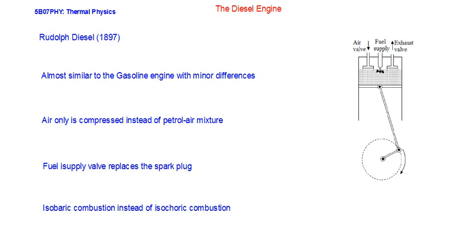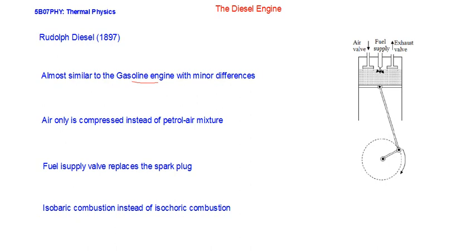Now, to begin with, the diesel engine was developed historically after the gasoline engine. It was invented by a German engineer named Rudolf Diesel, and hence the name diesel engine. It was in the year 1897, for a historical perspective, that he constructed this engine. As I told you, the construction is almost similar to that of a gasoline engine with some differences. We will just discuss the differences here.